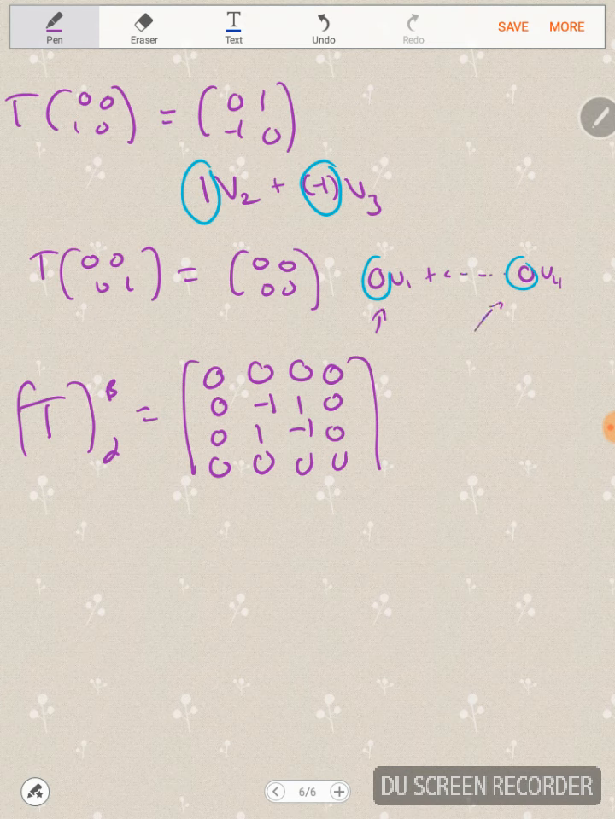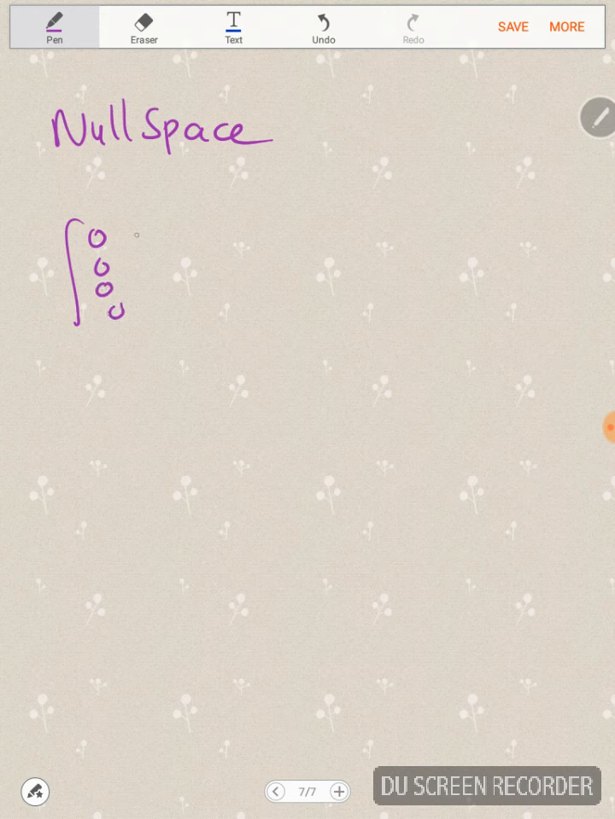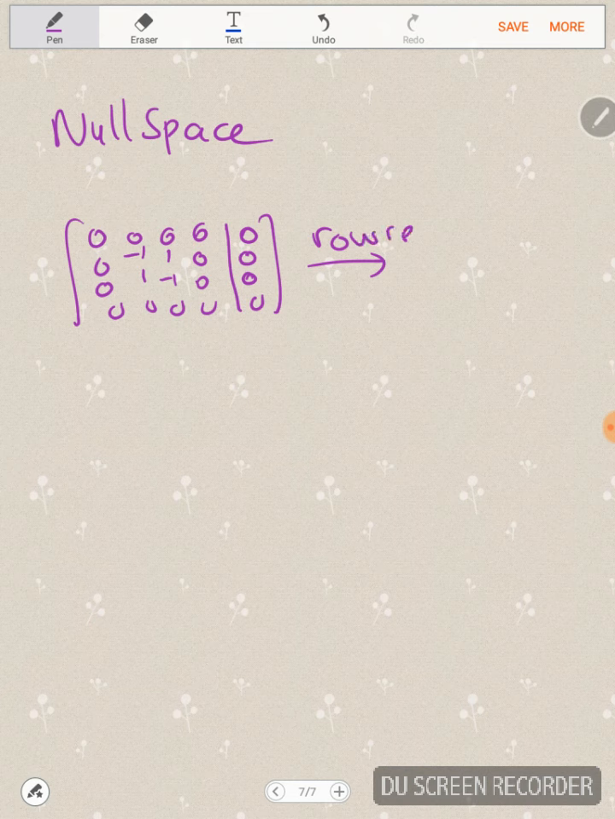So now that we have that, we can go on to compute the kernel. And to compute the kernel, you have to compute the null space first. In the null space, the way you would do it is 0, 0, minus 1, 1, 0, 0, 1, minus 1, 0, 0, 0, 0, 0. You would find it for the 0 right here, and you would row reduce it.